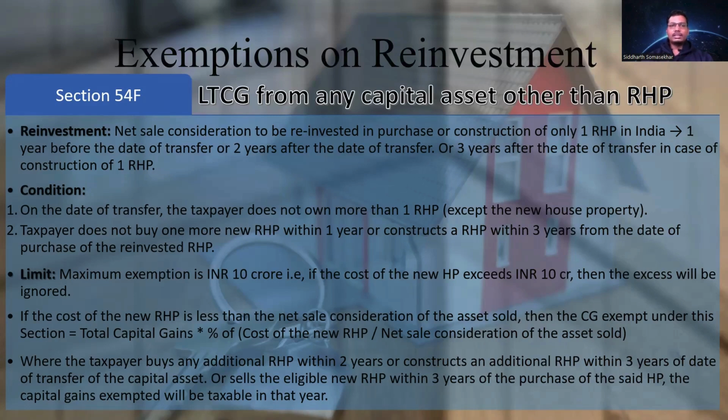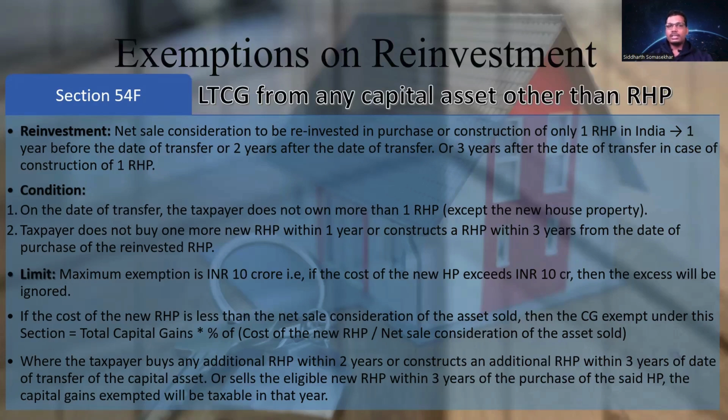What are the conditions? One condition is that on the date of transfer, the taxpayer does not have more than one residential house property. So let's say you sold gold, you got 20 lakhs of long-term capital gain. When you sold the gold, you have only one residential house property and you're reinvesting that gain, the sale consideration, in another residential house property. So you can reinvest it in a second residential house property. So if you already have two residential house properties and you're reinvesting it in a third residential house property, then the condition will kick in and you cannot use Section 54F.